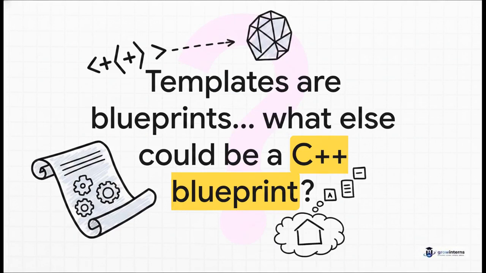So we've seen that templates are these amazing blueprints for making generic functions. They save us from all that repetitive typing and make our code stronger. And that leads to a really interesting question, doesn't it? If we can create blueprints for behavior with function templates, what other fundamental building block of C++ could use a blueprint of its own?